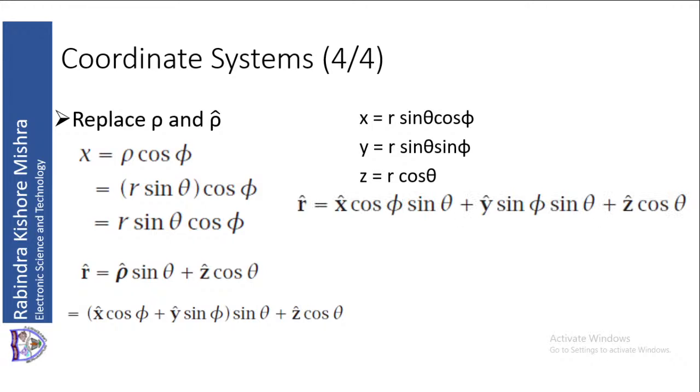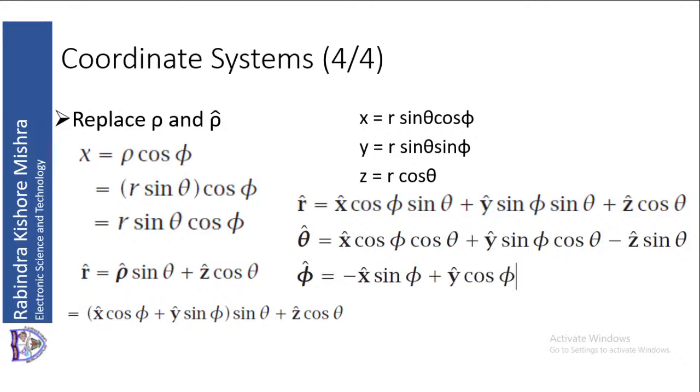Using this, we can say r cap is equal to x cap sin theta cos phi plus y cap sin phi sin theta plus z cap cos theta. Then theta cap is equal to x cap cos phi cos theta plus y cap sin phi cos theta minus z cap sin theta, and phi cap is equal to minus x cap sin phi plus y cap cos phi.